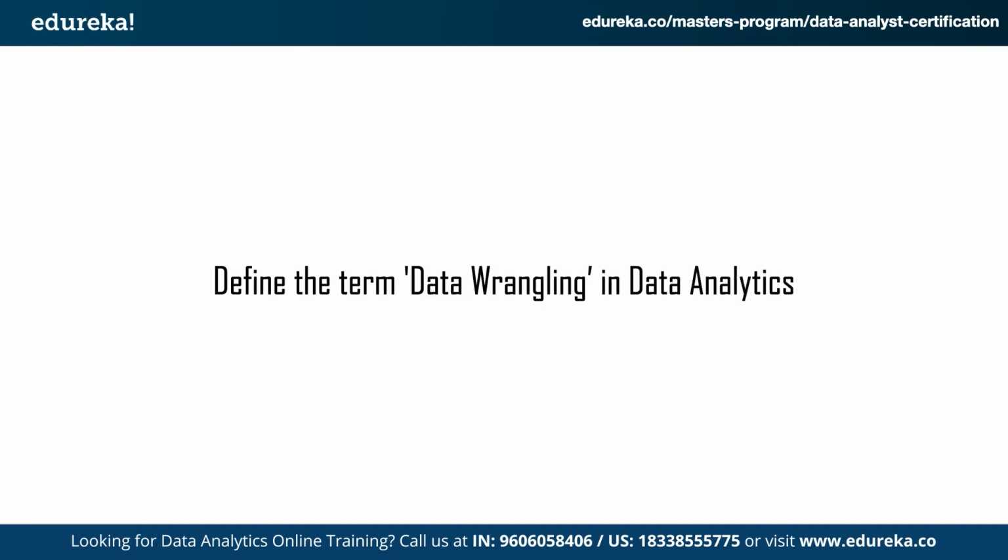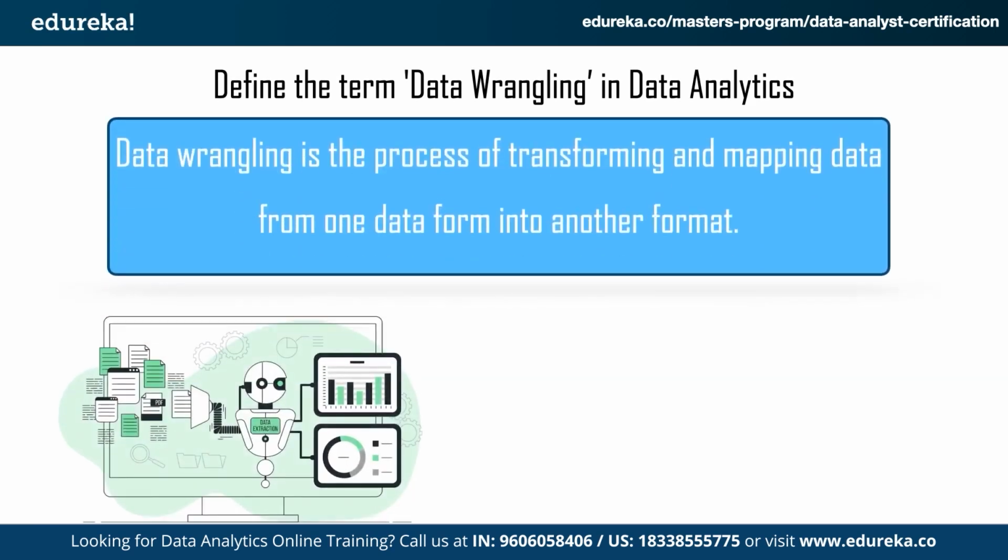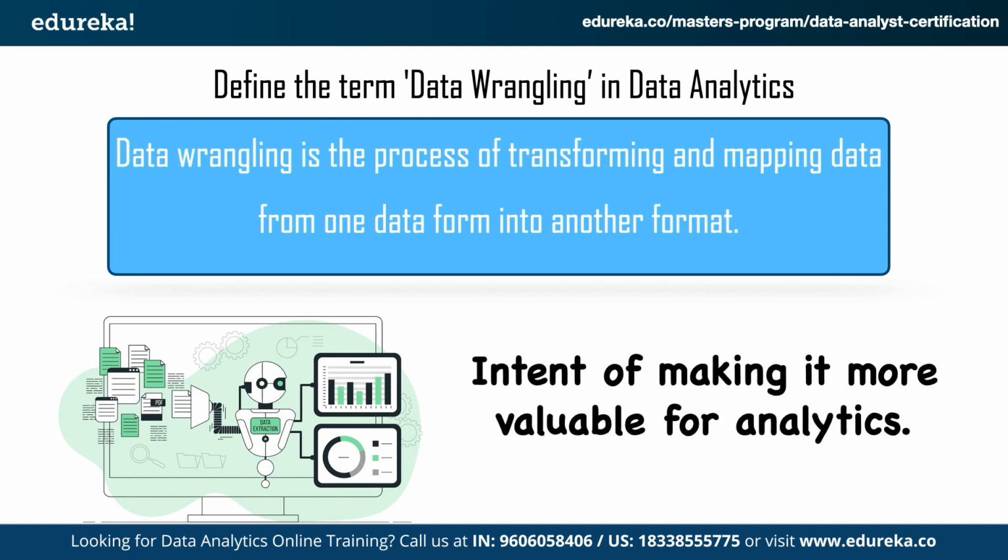Define the term data wrangling in data analytics. By definition, data wrangling is the process of transforming and mapping data from one data form to another format. Basically, data wrangling is the process wherein raw data is cleaned, structured, and enriched with the intent of making it more valuable for data analytics. This process can turn and map out large amounts of data extracted from various sources into a more useful format. Techniques such as merging, grouping, concatenating, joining, and sorting are used to analyze data. Thereafter, it gets ready to be used with another dataset.